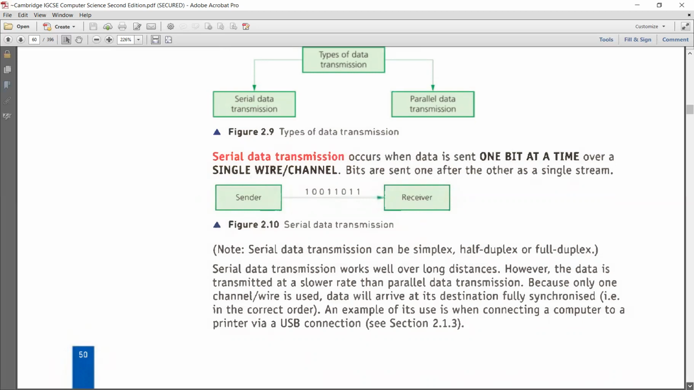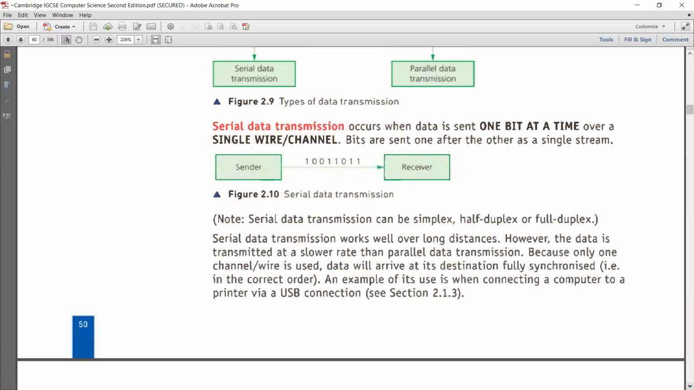And USB is the best example to talk about because the letter S itself is representing serial transmission. So USB is the best example to talk about serial transmission.